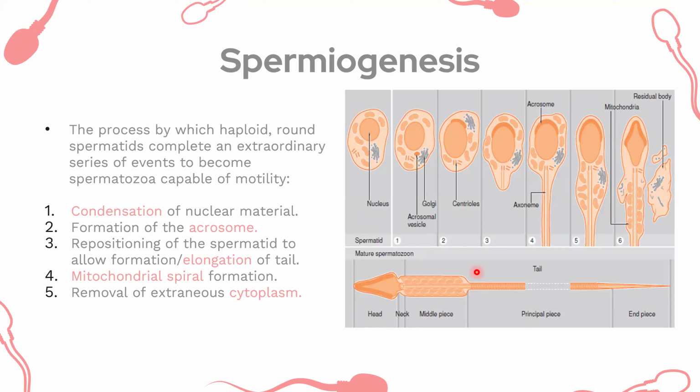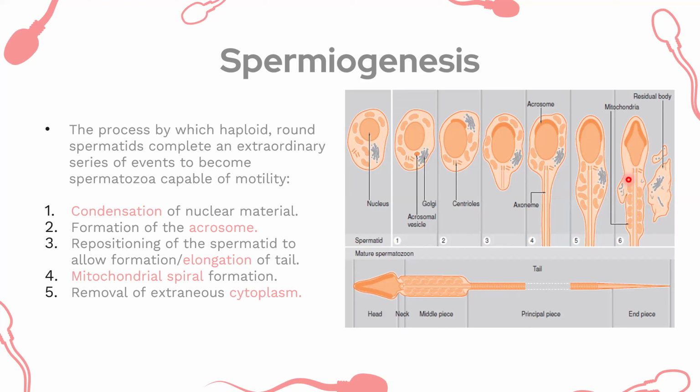Through this process, we have now developed from a regular spermatid that was also haploid into a fully mature spermatozoa or a sperm. Okay? Is that clear so far? Any questions? All right, we're good, inshallah.